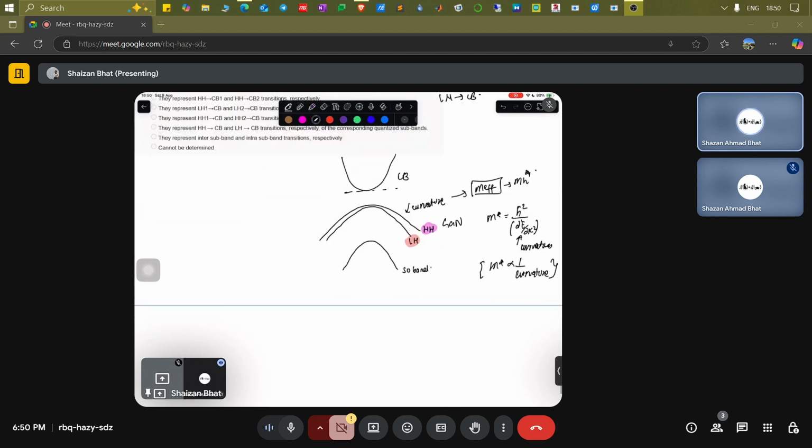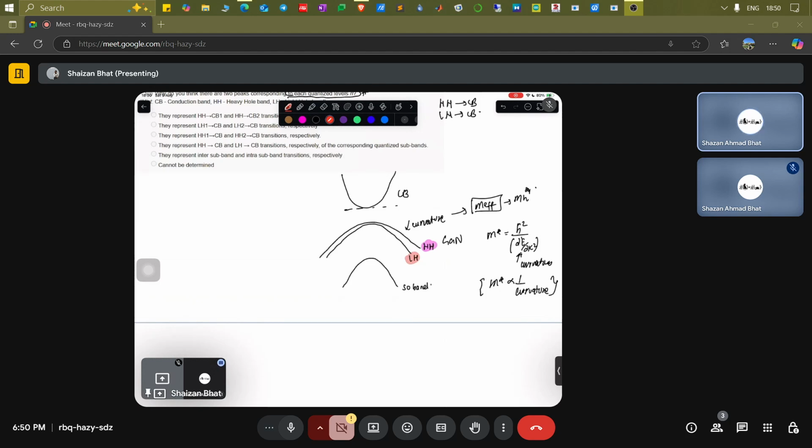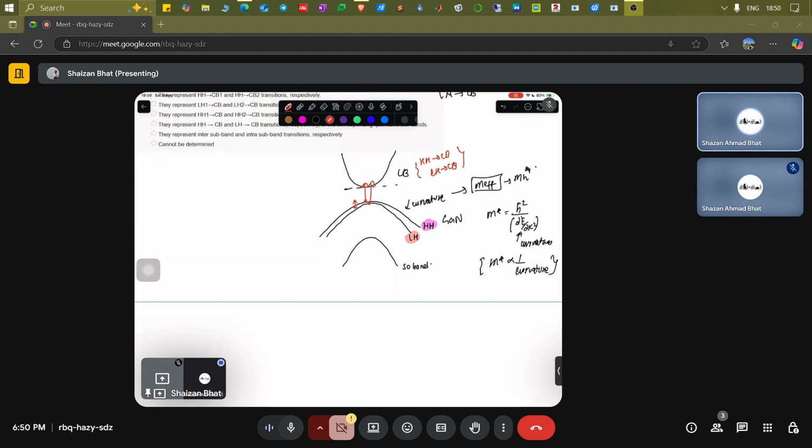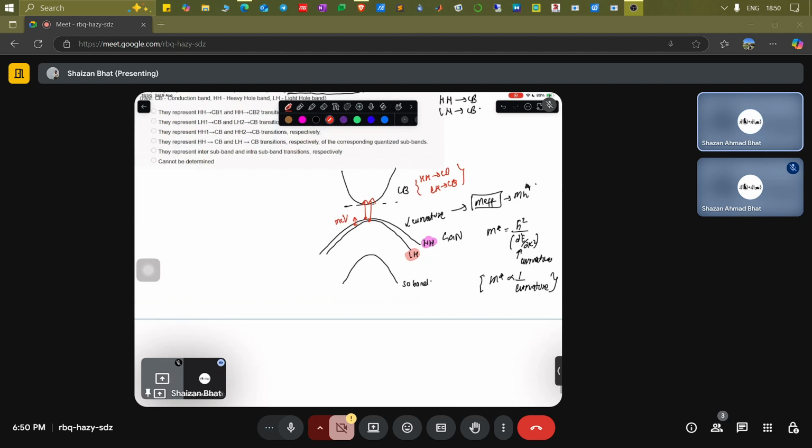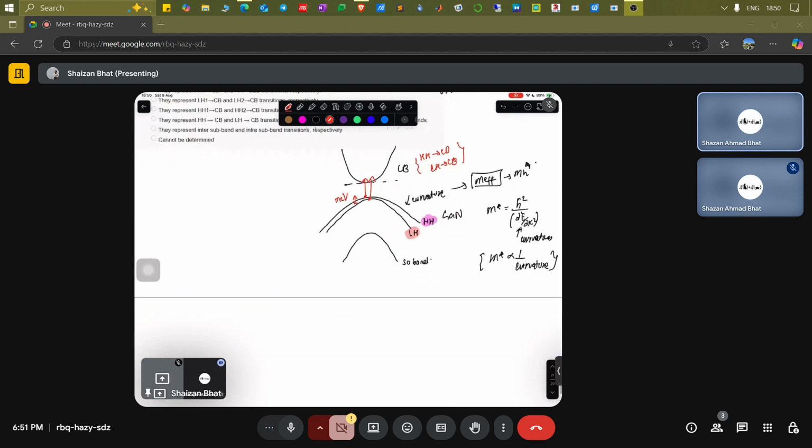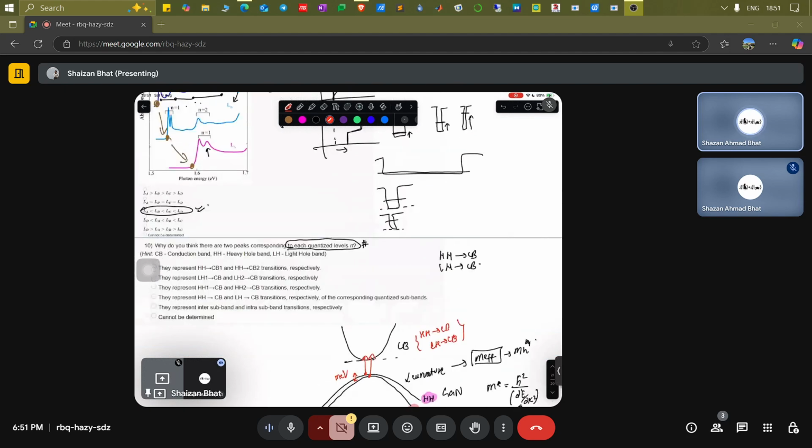Now there can be a possibility that transitions take place from an electron going from this to this. That means heavy hole (HH) to conduction band transition. Electron can go from this to this. That means light hole (LH) to conduction band transition. And because of the slight energy difference between these two bands, of the order of milli electron volts, I guess, they will manifest as different peaks in the spectra.